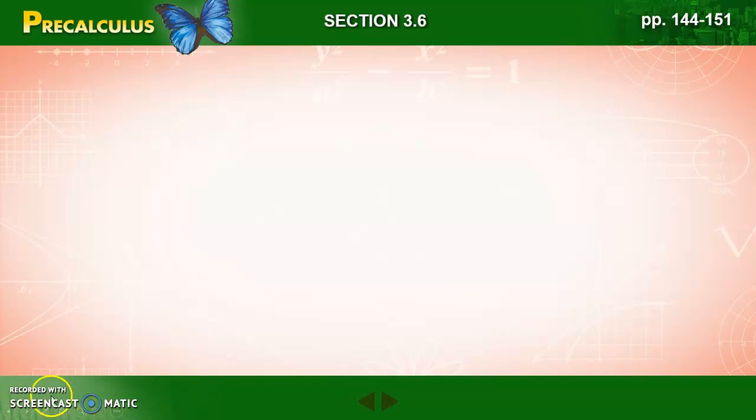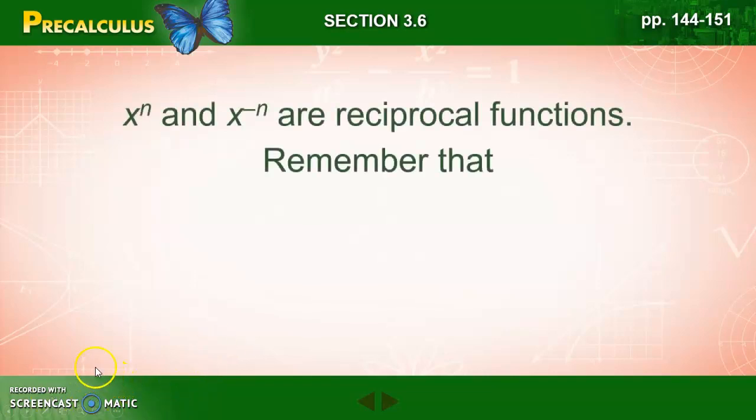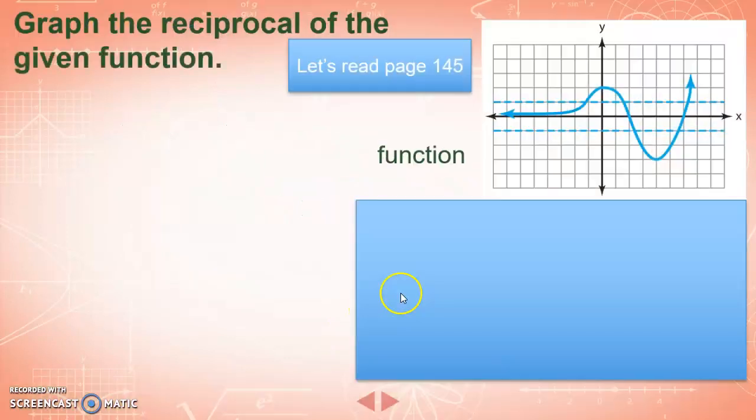Right, guys, we are finishing up the second part of 3.6, and where we stopped in our first part was a reminder that x to the nth power and x to the negative n are reciprocal functions. We proved that by showing that x to the n times x to the negative n equals x to the 0, and anything to the 0 power is 1. So let's take a look at how to graph some functions.